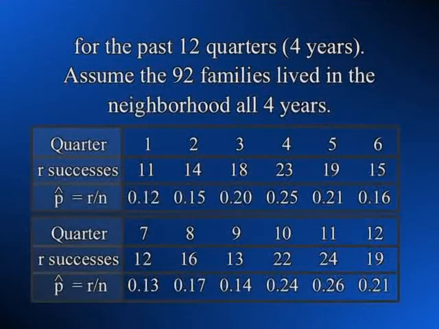So what we're going to do is add the number of successes. For example, in the first quarter there were 11, in the second quarter there were 14, in the third quarter there were 18, and so on. So add all of those to get the total number for R.